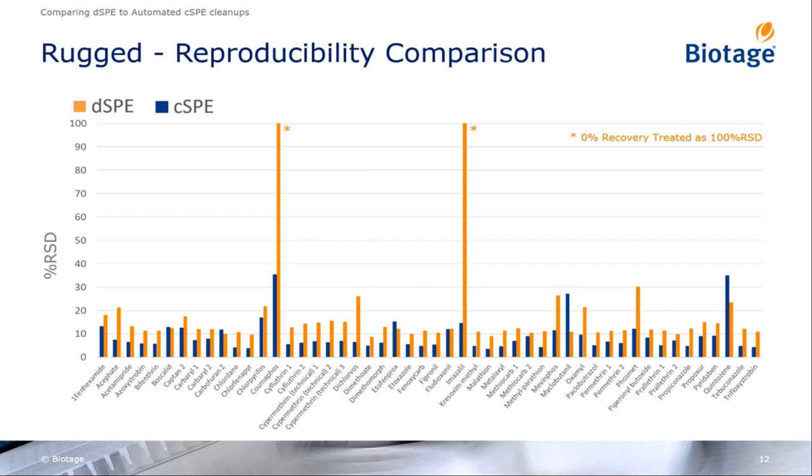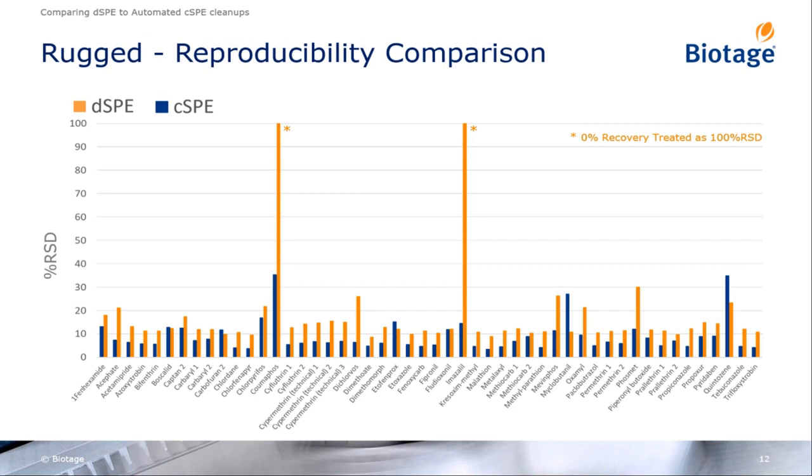Now, the next criteria in which we evaluated for QuEChERS cleanups was whether or not the cleanup technique was rugged. And this for us meant, can it be reproducible for sample to sample analysis? From the spinach extracts that were spiked with the 50 analytes, we were able to produce RSD, or relative standard deviations, for each recovery.